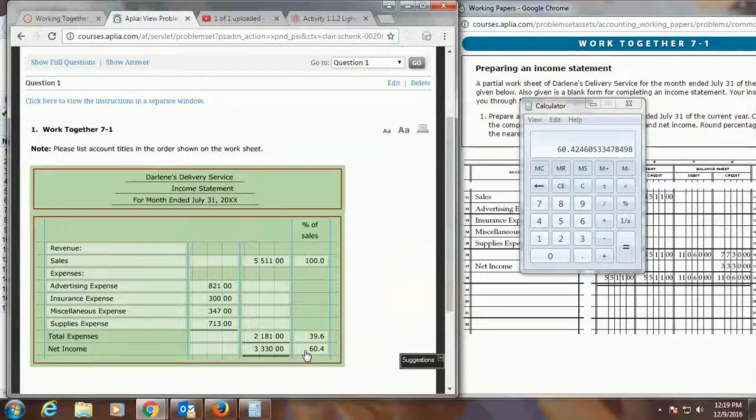But anyway, that finishes off 7-1 working together. We'll let you work on your own and doing a financial statement, and it's going to be an income statement. And then you should be able to do application 7-1.